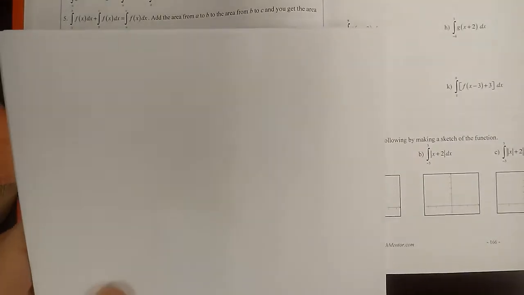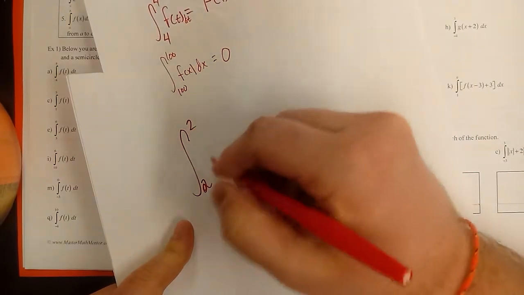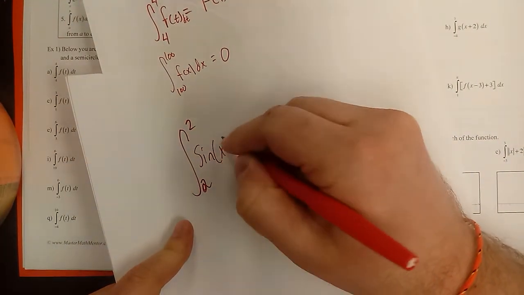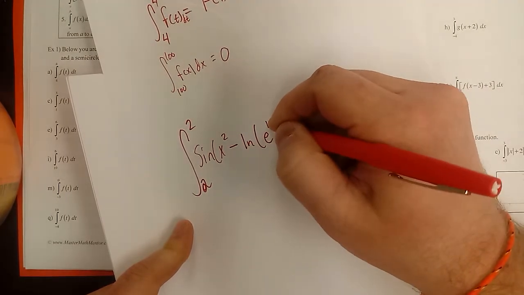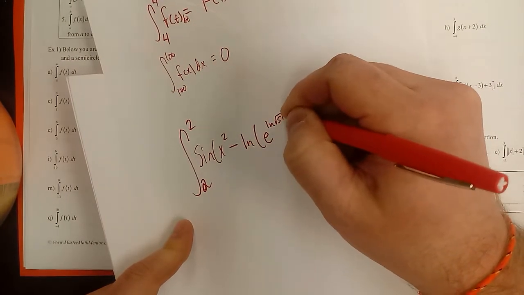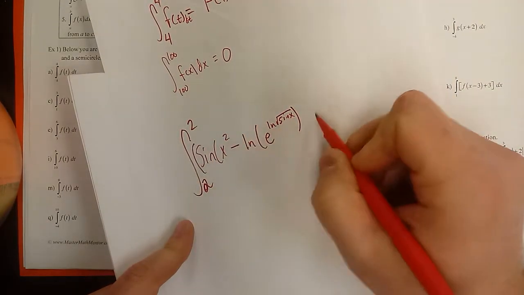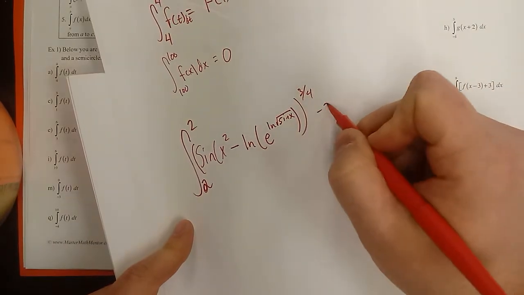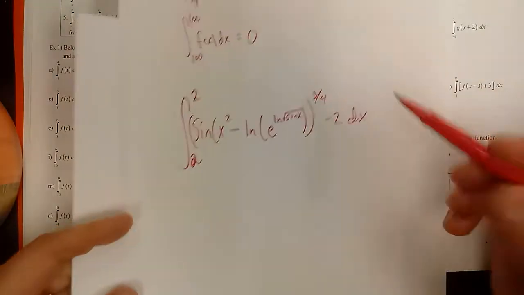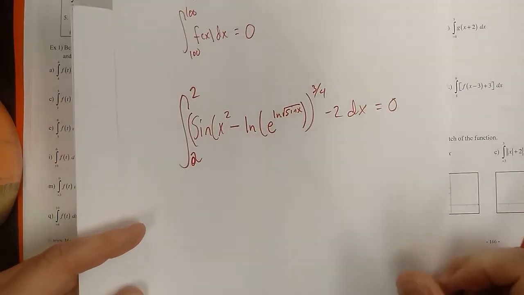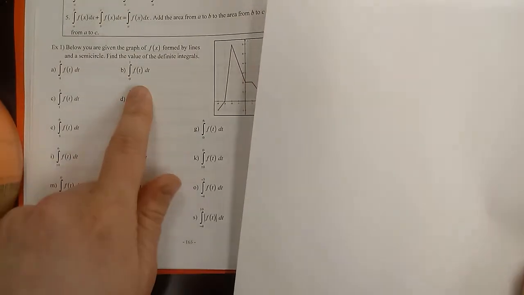So it's fun, you could have something really, really nasty looking. Like you could have, let's say 2 to 2 of sine of x squared minus the natural log of e to the natural log of the square root of sine of x, then all of this to the 3/4 power minus 2 dx. It's something stupid like this, but since the bounds are the same, oh, it's 0. Cool, 0 work to do. All right, let's see, B.